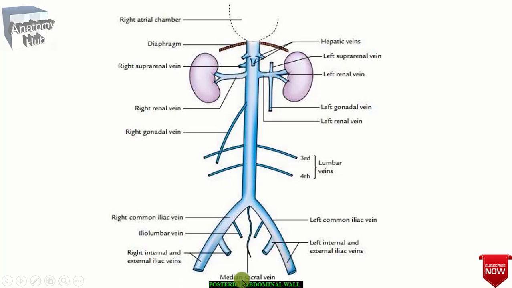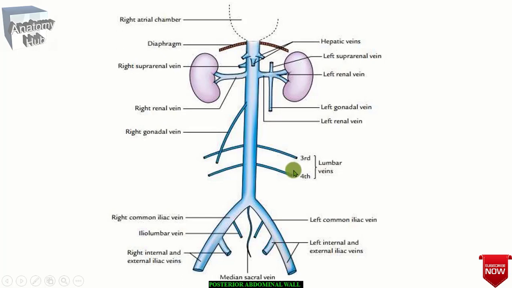Here you will find that the two common iliac veins and the median sacral vein that you can observe over here unite together and contribute to this inferior vena cava. Along with that, you will find the three abdominal wall tributaries that you will find over here, like your inferior phrenic vein, and the third and fourth lumbar veins.